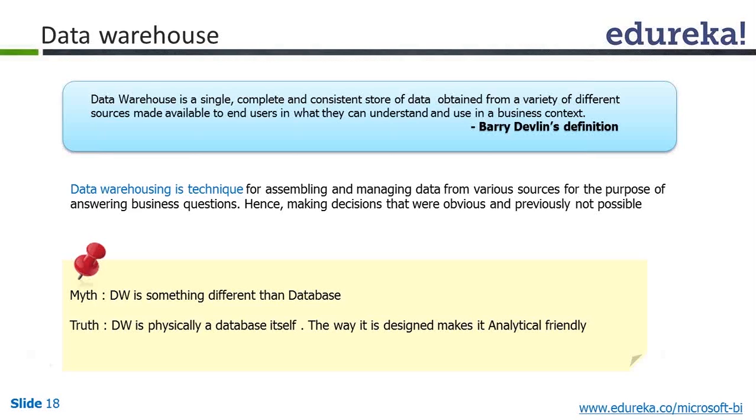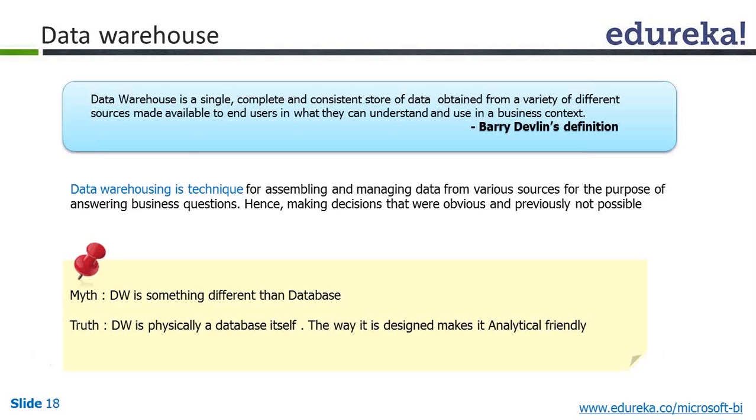But to be technical enough to deal with all the features of a data warehouse, there is a standard definition. There are experts in the industry like Ralph Kimball and Inmon, who were the initiators of the concepts of data warehouse and dimensional modeling. Some people give the data warehouse definition as something like this: a data warehouse is a single place which has complete information and is consistent enough to store data obtained from a variety of different sources, and made available to end users in a way they can understand and use in a business context.